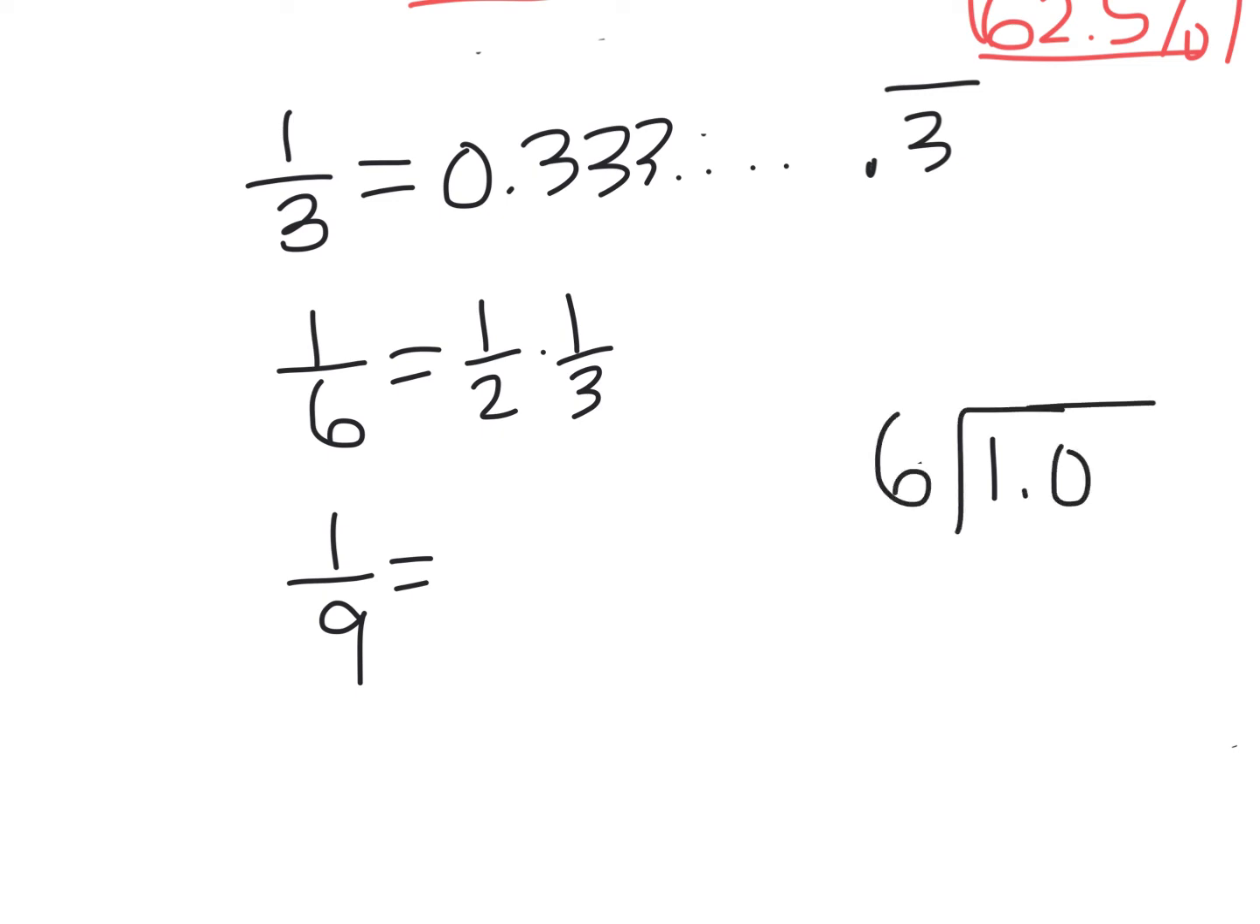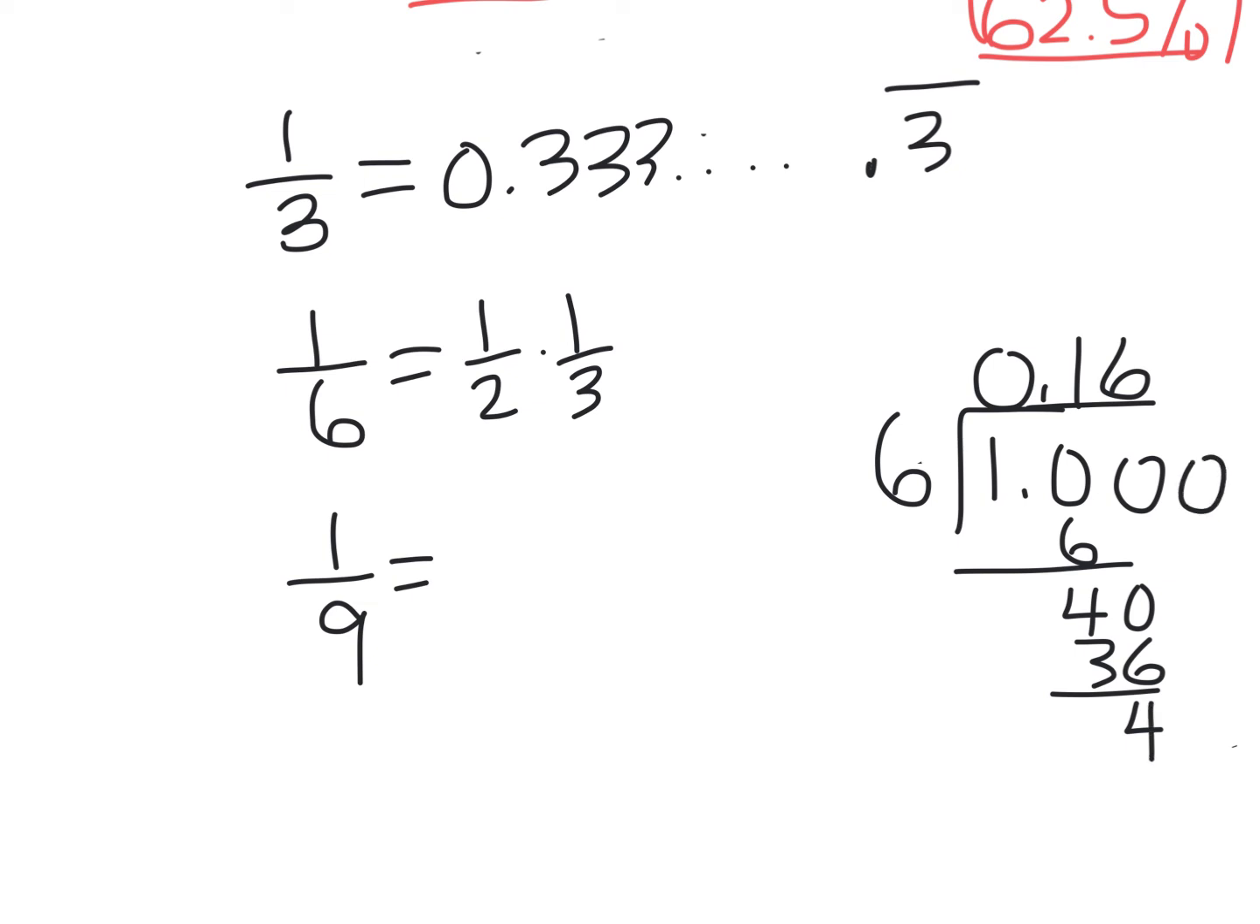Let's make that 1.0. 6 into 1 is 0, and then 6 into 10 you have 1. 1 times 6 is 6. Then you have 4. Bring down the 0. 6 into 40 goes 6 times. 6 times 6 is 36. And I have that remainder 4 again. Bring down another 0. And you see it's going to be repeating 6's here. So this is going to be 0.166, repeating 6's.